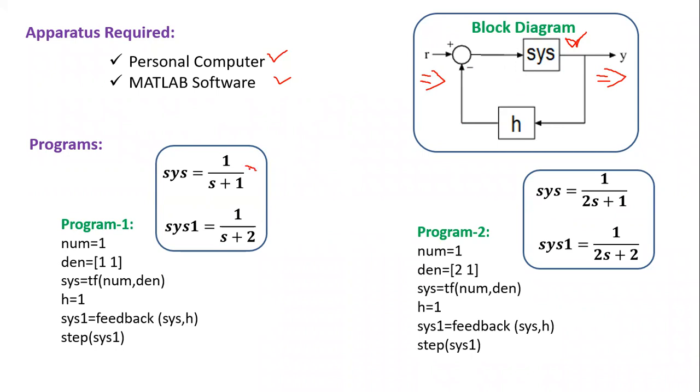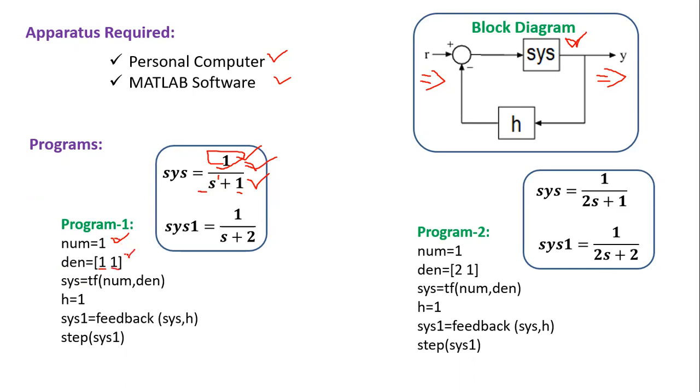First, the open loop system. This is the G of S, which is 1 by S plus 1. We need to specify this in the program. The transfer function consists of a numerator and denominator, so first we specify the numerator coefficients, and then the denominator coefficients. For the numerator, we have only one element, so we directly enter 1. For the denominator, the highest power is S power 1, and its coefficient is 1. Next, the S power 0 coefficient is also 1. So these are the denominator coefficients.